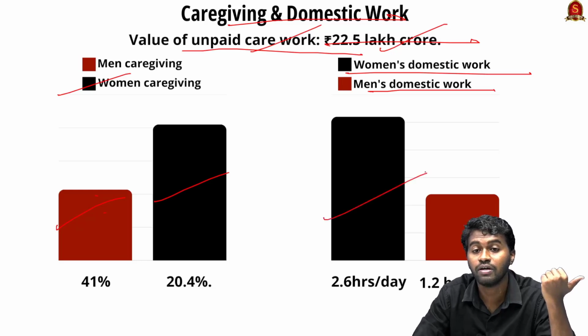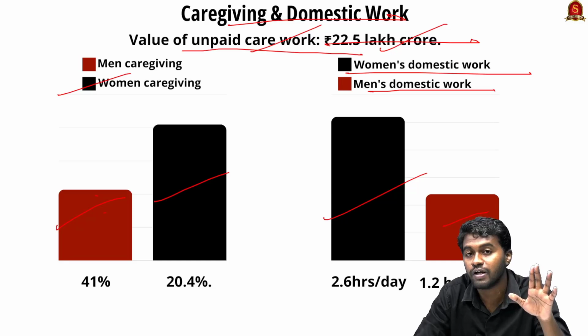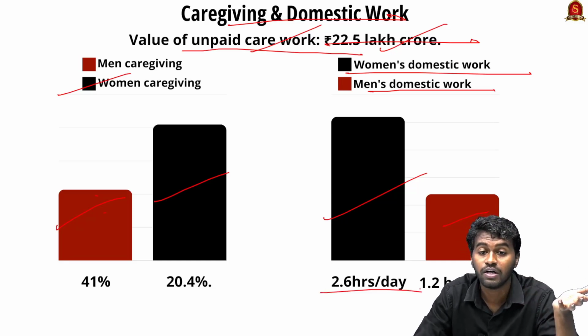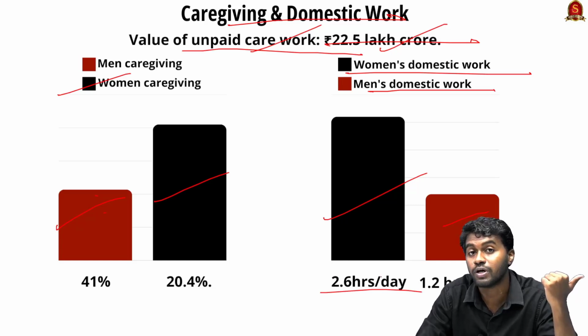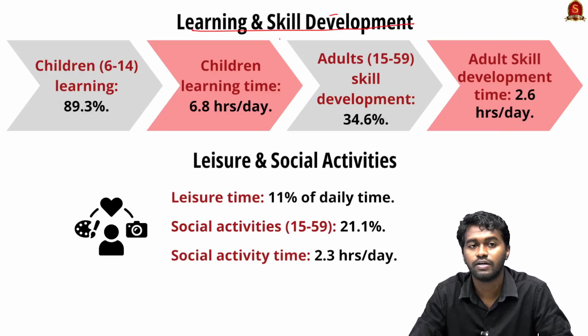And coming to the work hours taken by men and women for domestic work, you can see men engage only 1.2 hours per day for domestic work, while on the other side women engage nearly 2.6 hours per day for unpaid domestic work.